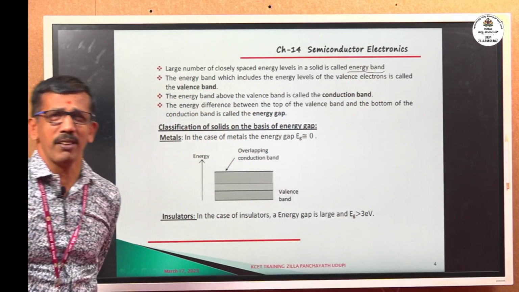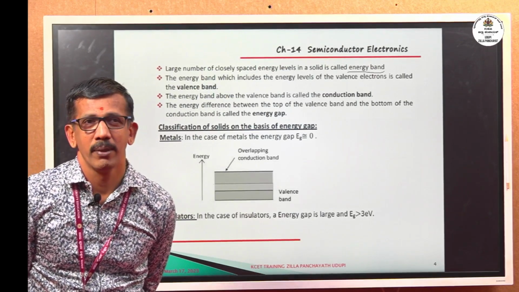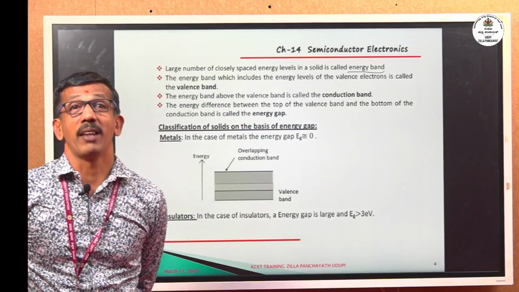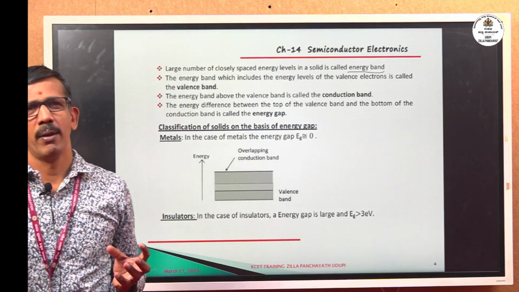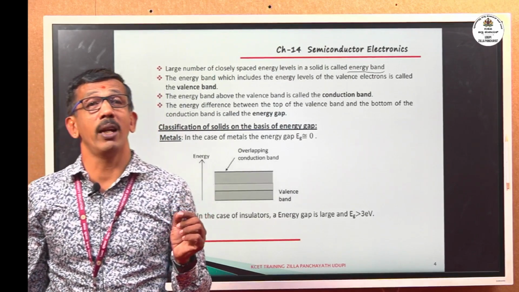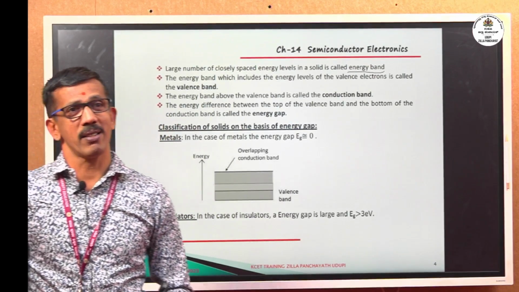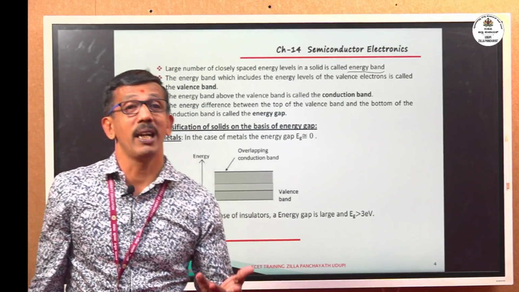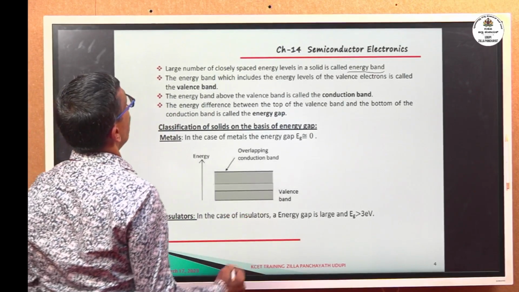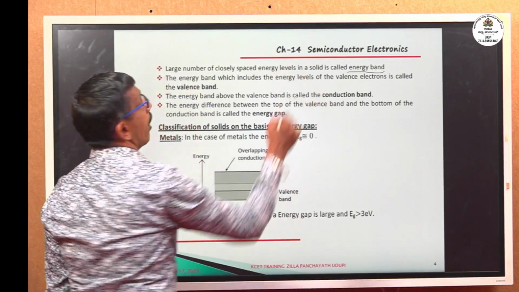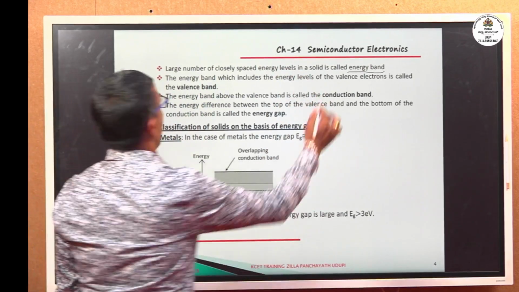The range of energy available for an electron in an atom is called energy level. But if you consider a solid, a piece of solid contains billions of atoms. These energy levels are converted into energy bands, or the range of energies available for an electron of an atom in a solid. That range of energy is called energy band.